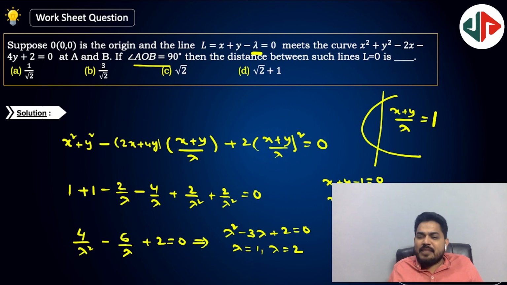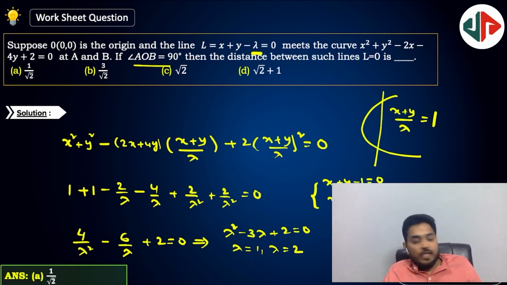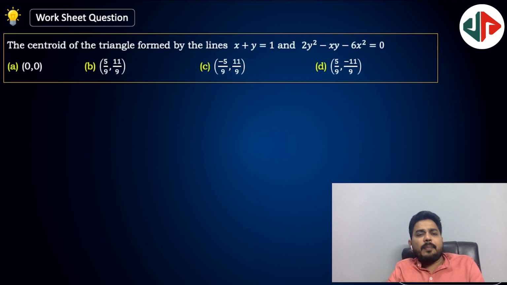And the distance between these two parallel lines is modulus of C1 minus C2 by root over a square plus b square. So the answer is 1 by root 2. Answer is 1 by root 2. Moving to the next question.